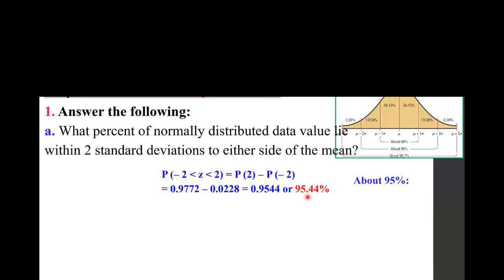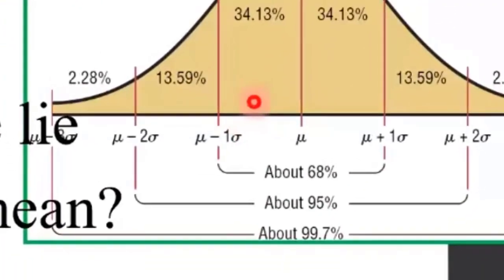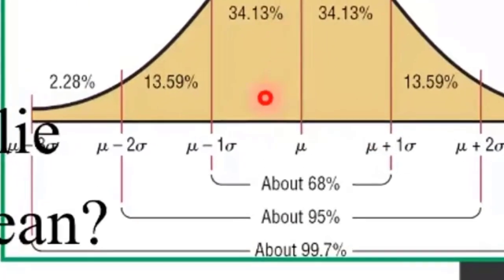I hope everybody remembers the empirical rule. Starting from the mean, go 1 standard deviation on both sides. It covers about 68% of the data. 2 standard deviations away covers about 95%. Where does it come from? Normal distribution, the table, or technology.